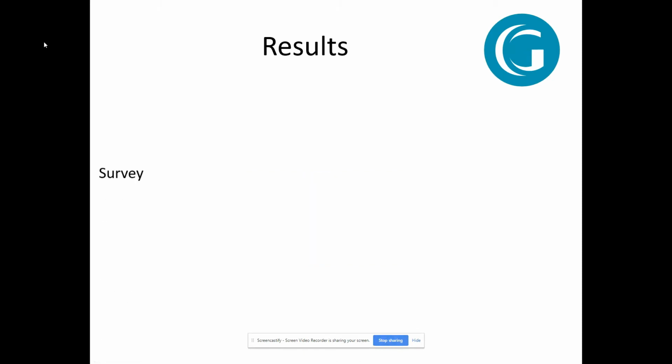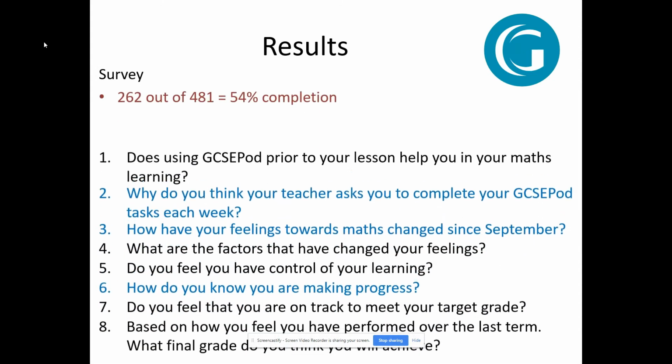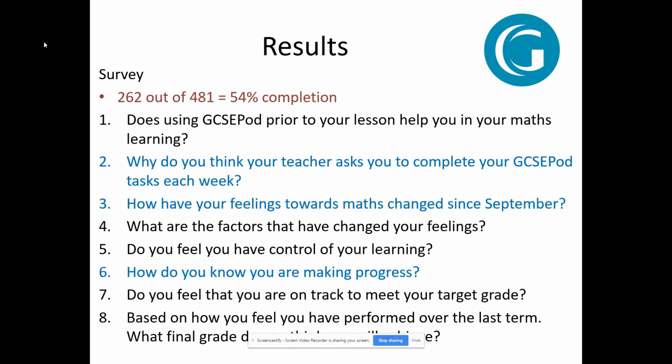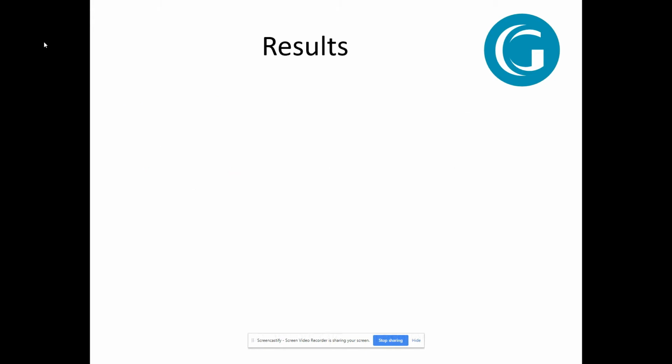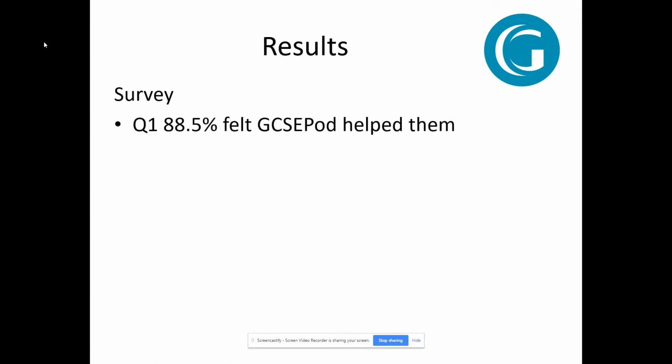Results from our learner survey. We received a 54% completion from our learners, and we had 8 questions in the survey, which was made up of 3 open questions as highlighted in blue, and the other questions were closed questions. The survey was anonymous, which gave the learners an opportunity to be more honest with their feelings.